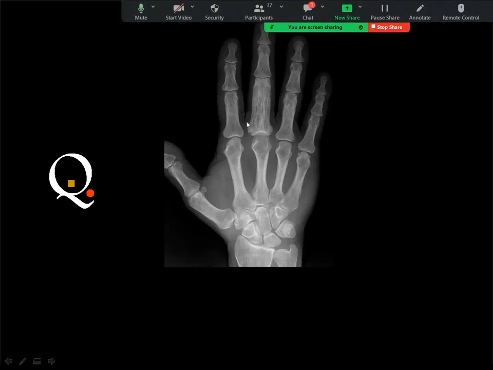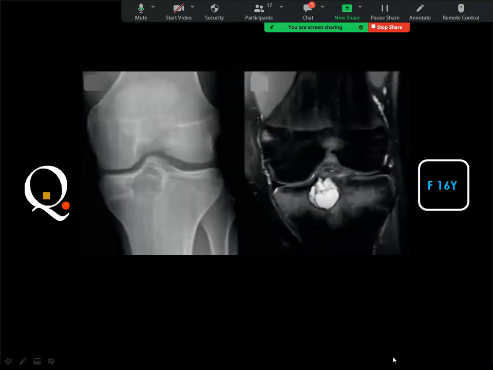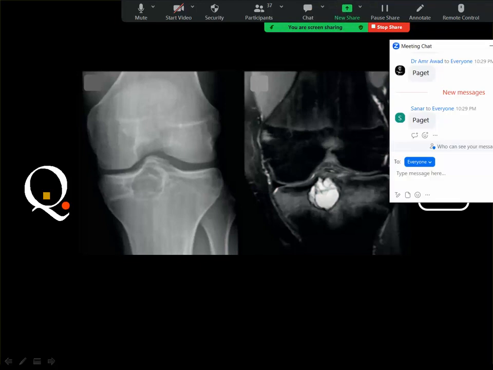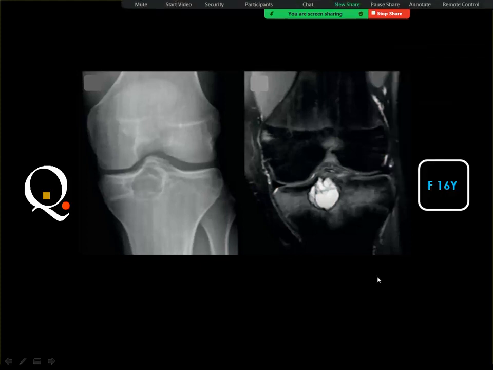Then if you look carefully at the phalanx and compare it to the adjacent phalanges, you can easily appreciate that this phalanx is big and it has a coarse trabeculated pattern, which is diagnostic of Paget's disease. Next case is a female, 16 years old, with a lesion in the tibia. Yes, and this is chondroblastoma, the right answer.